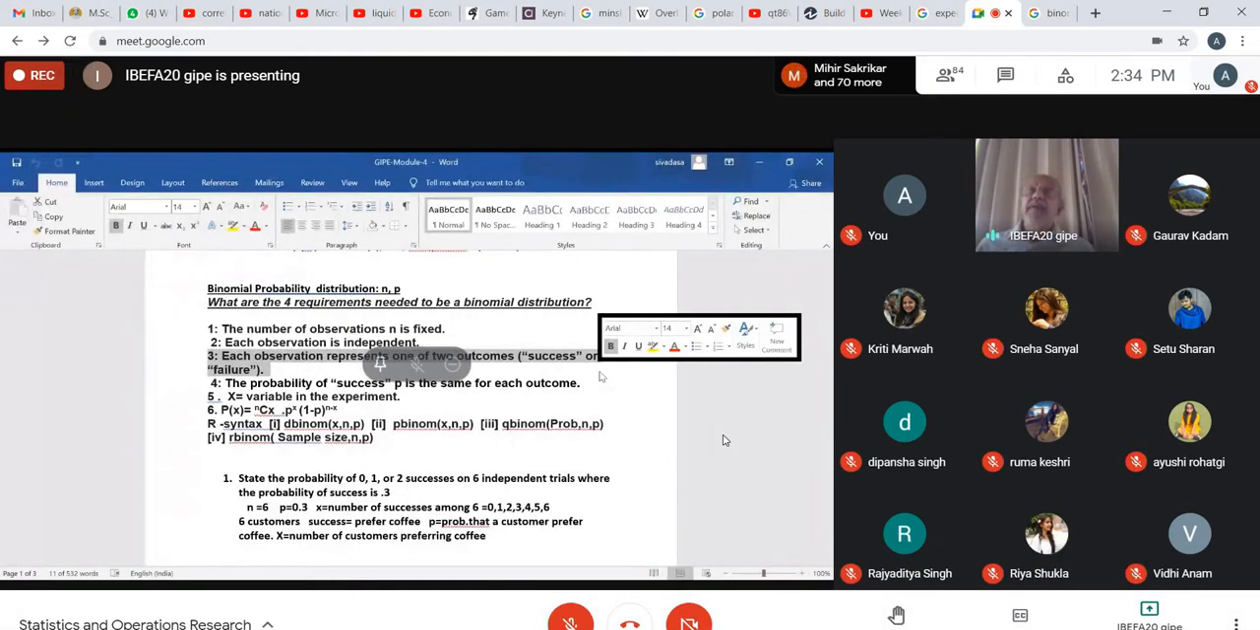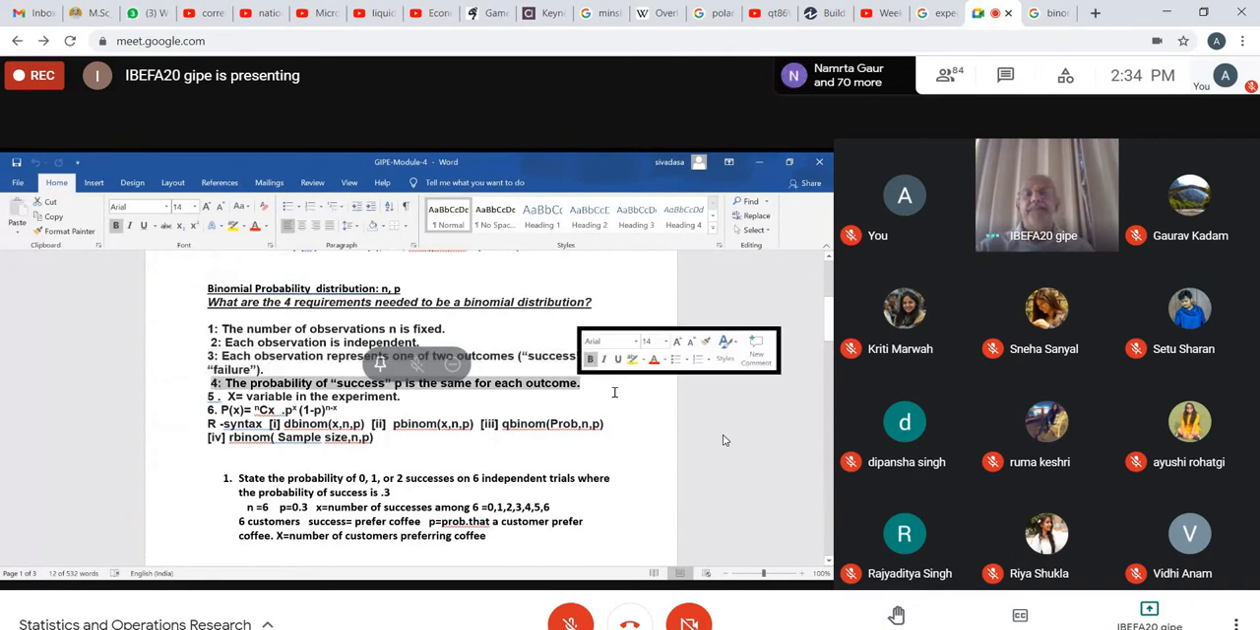Because the experiment is random, there is always a probability for success and there is a probability for failure, P and 1 minus P, always.